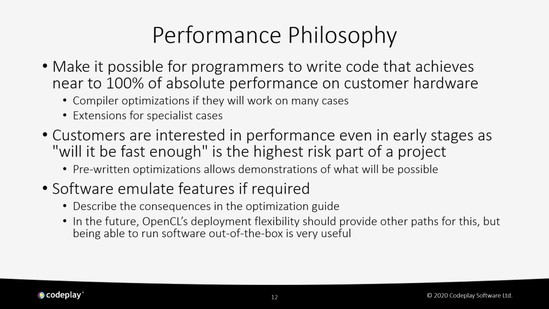Finally, we also software emulate features if required, i.e. features not supported by the hardware. And then we describe the consequences of using these features in the optimization guide. In the future, OpenCL's deployment flexibility should provide other paths for this. But even still, it's very useful to run a large amount of software out of the box and then optimize them as required.